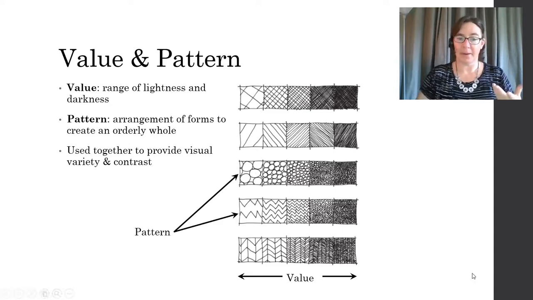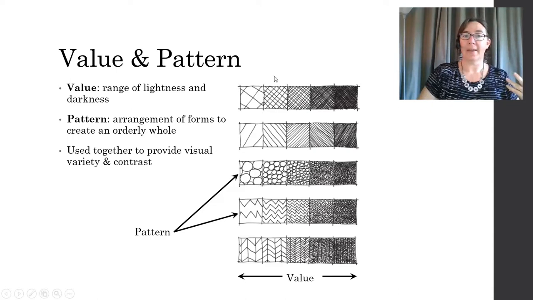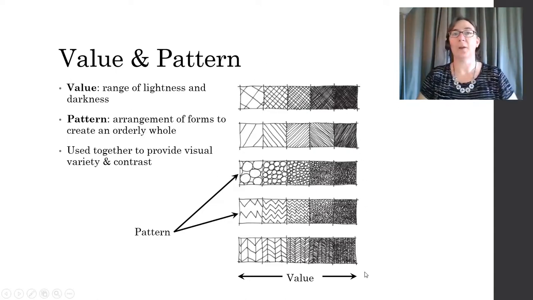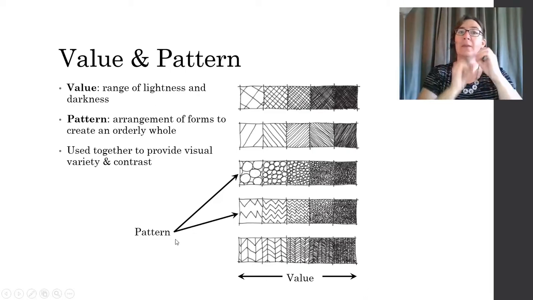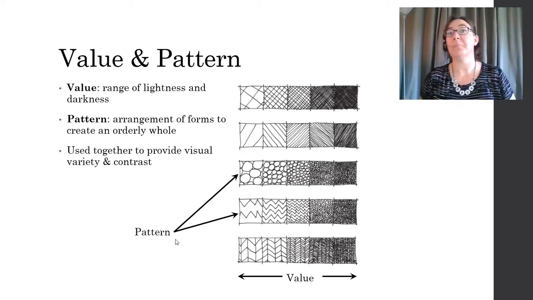So here's an example here. Value is kind of moving from left to right in this grid arrangement. We've got light value on the left and kind of darker value on the right. Pattern, on the other hand, are the individual shapes used to create that value. And so each line of this illustration is showing a different pattern.